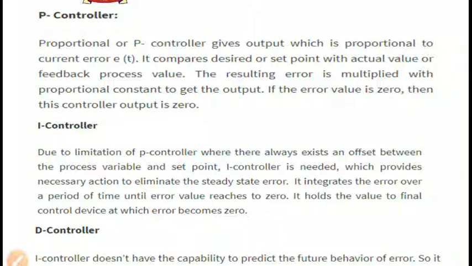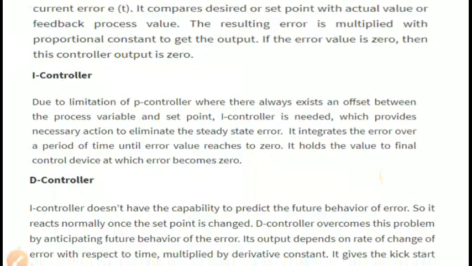The proportional or P controller gives an output which is proportional to the current error, that is e(t). It compares the desired or set point with the actual values or feedback process values. The resulting error is multiplied with the proportional constant to get the output. If the error value is 0, then the controller output is 0.